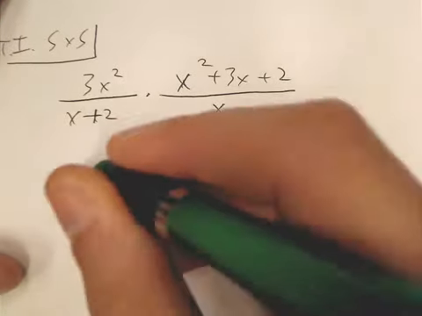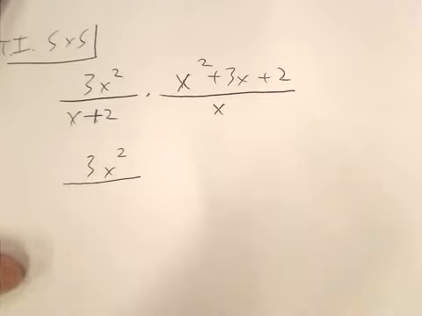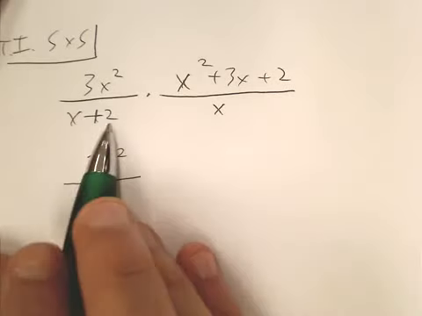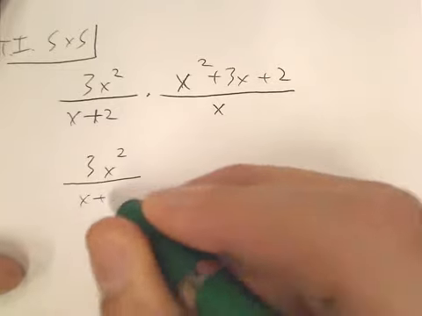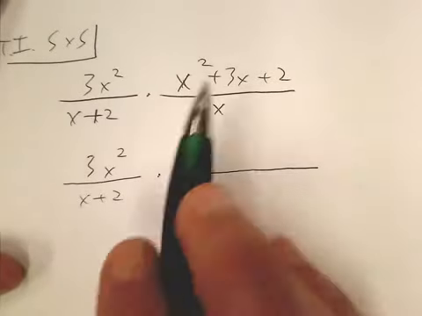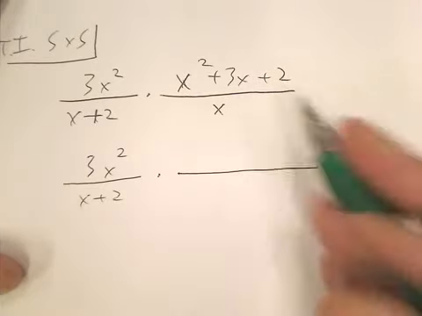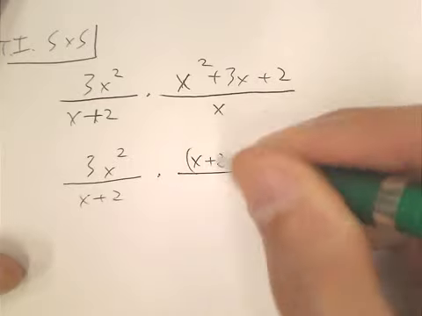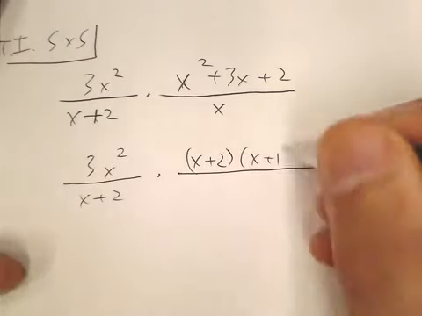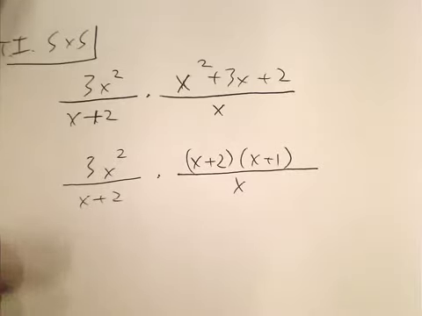Okay, what can I factor here? That's going to be 3x squared. If it's a monomial, if it's just one term, nothing could factor out of that. X plus 2, nothing goes into both of those. X squared plus 3x plus 2, this is a trinomial, so numbers that multiply to 2 and add to 3, that's going to be 2 and 1. And then the x is by itself. So the only part of that that factored was the numerator. Go ahead and state your excluded values.